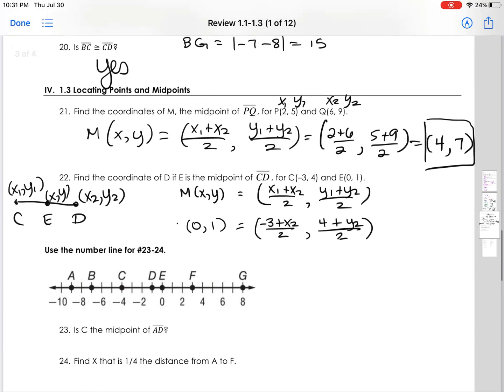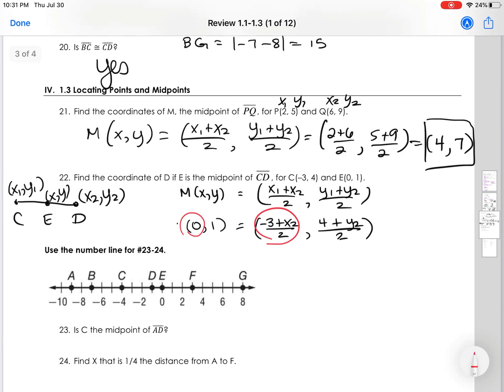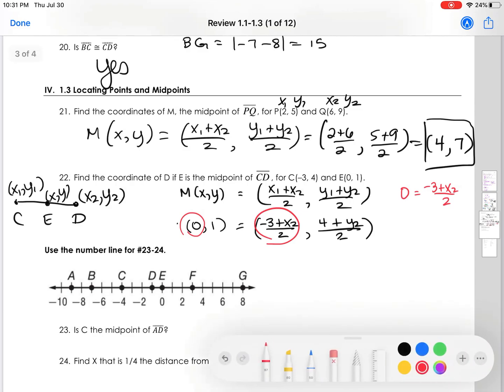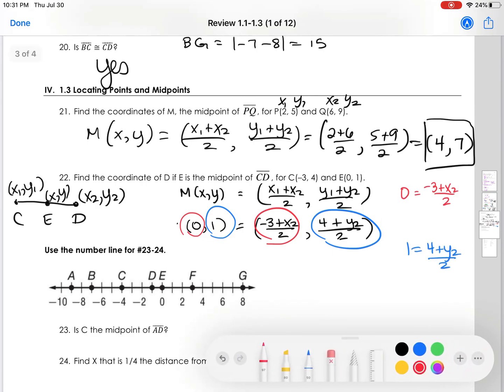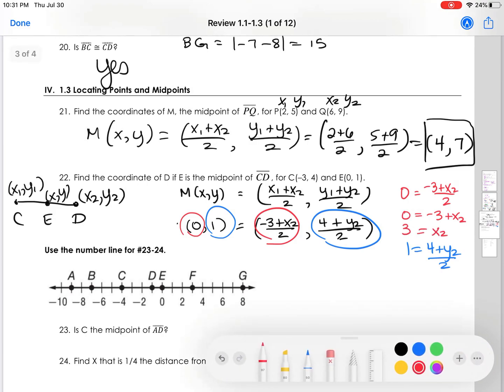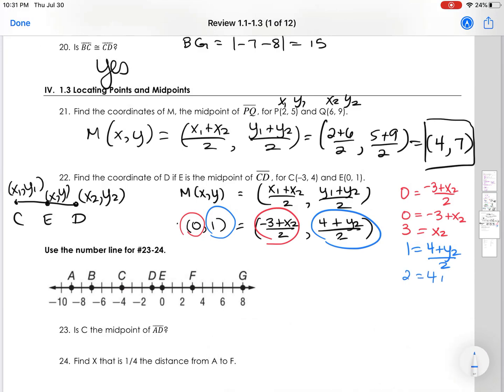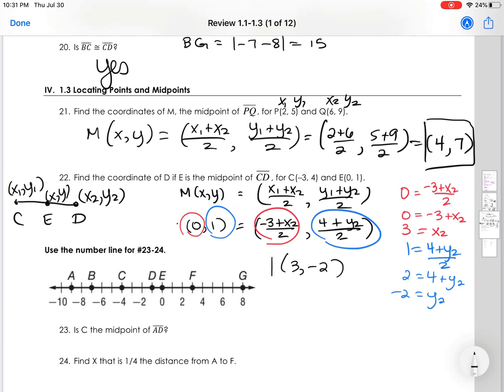All right, so now I can set up two separate equations really to solve for x2 and y2 here. So I can say 0 is equal to this x information. So 0 equals -3 plus x2 over 2. And I can also say that 1 is equal to this information. So 1 equals 4 plus y2 over 2. Okay, and we'll solve for both of those. So when I multiply by 2, I still have 0. So 0 equals -3 plus x2, which means x2 is equal to +3. Multiply, I get 2 is equal to 4 plus y2. Subtract, I get -2. So that means the point would be at 3, comma, -2.